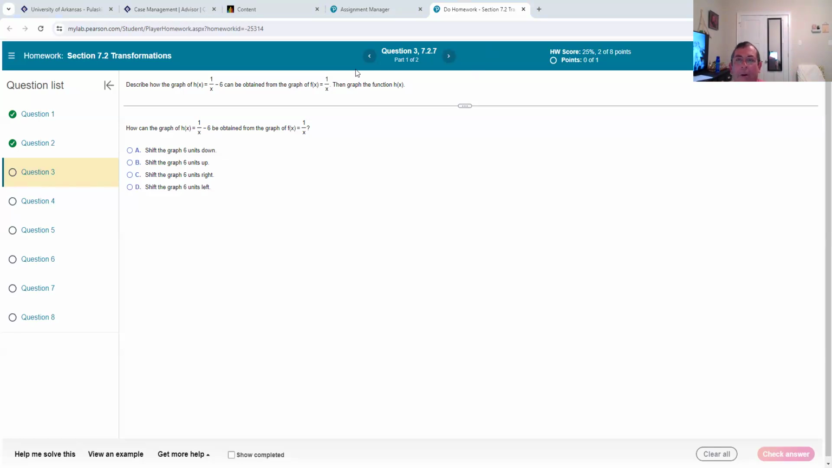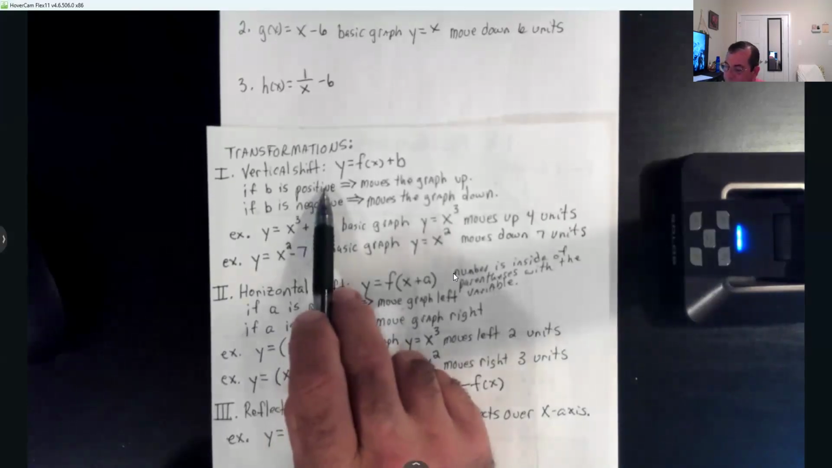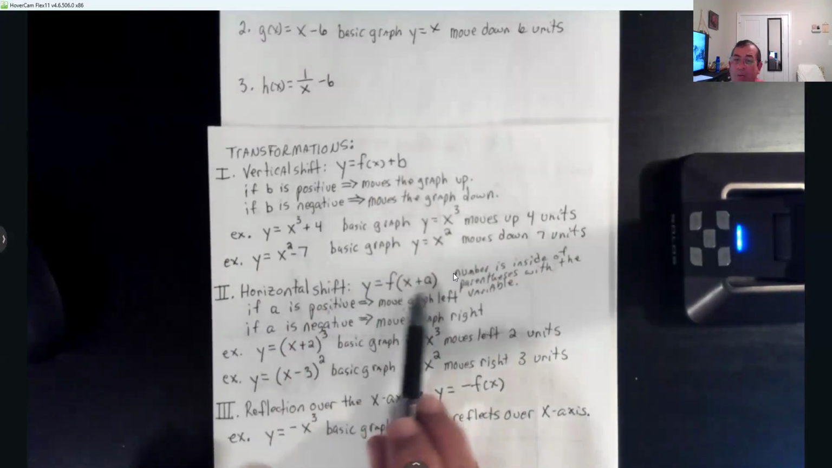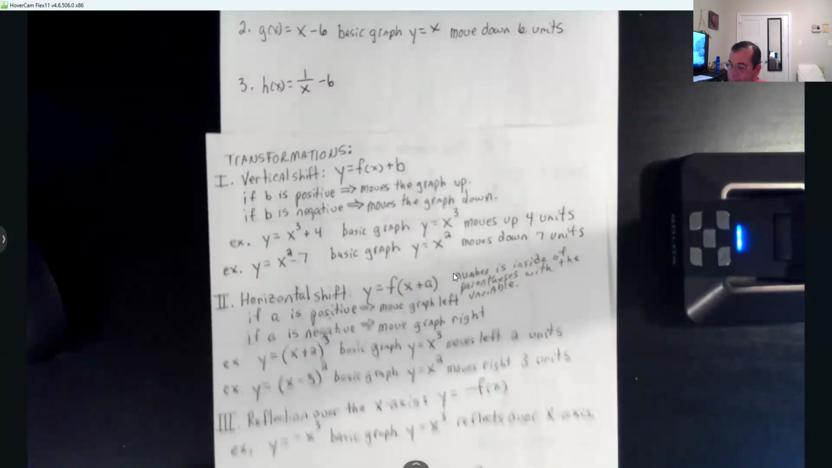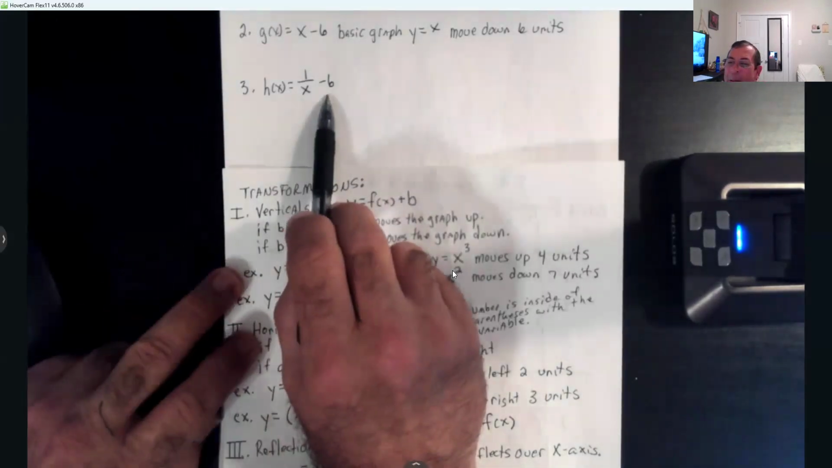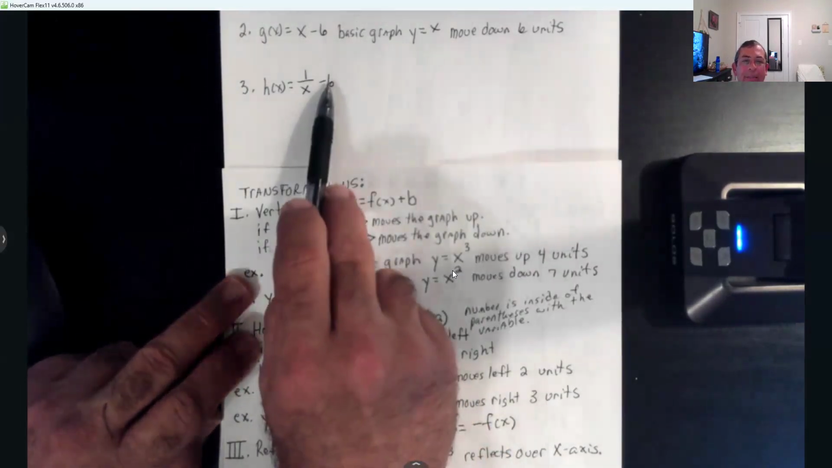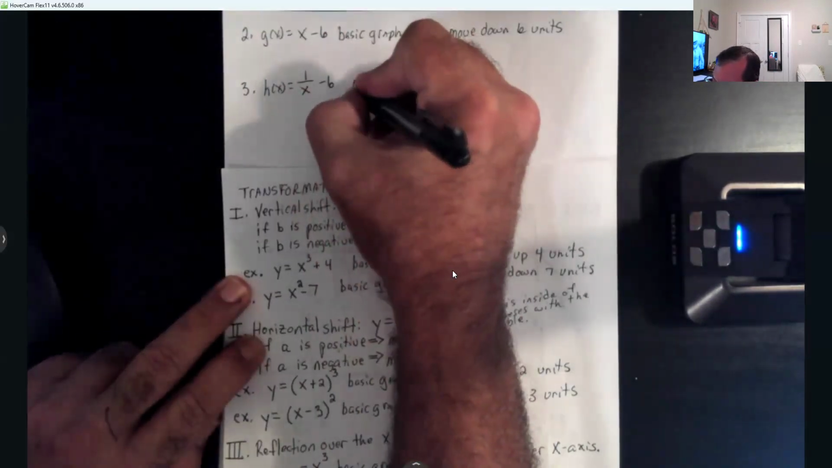And y'all remember, here's your 2 notes that you need on that. Vertical, the numbers are added or subtracted at the end. Horizontal, they're added or subtracted inside parentheses. Well, that 6 ain't in parentheses, so it's got to be a vertical. And since my number is negative, it's going to move me down.